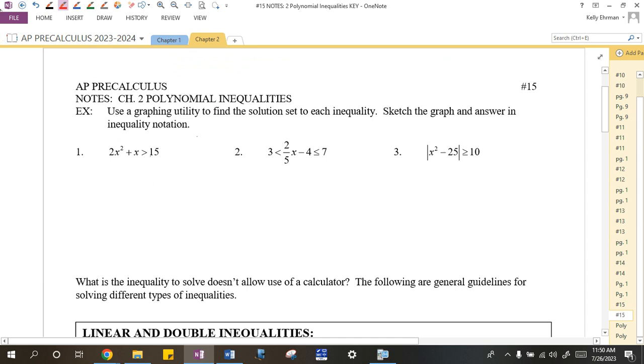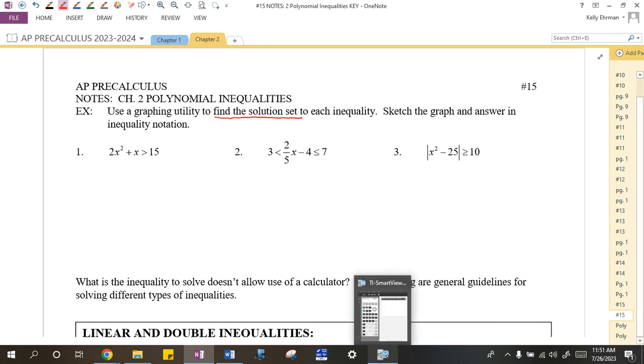Before we get into the steps on how to do this without a calculator, let's look at what we're doing using a graphing calculator so we can get the big picture. So use a graphing utility to find the solution set. It's not just going to be x equals this or this. It's going to be x can be anything between this number and this number, to solve each inequality. And then we're going to sketch the graph just so we have it in our notes. And we will always answer in inequality notation.